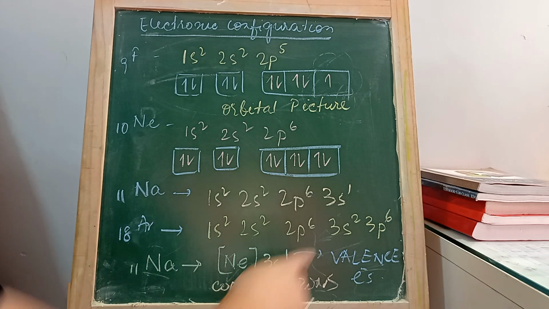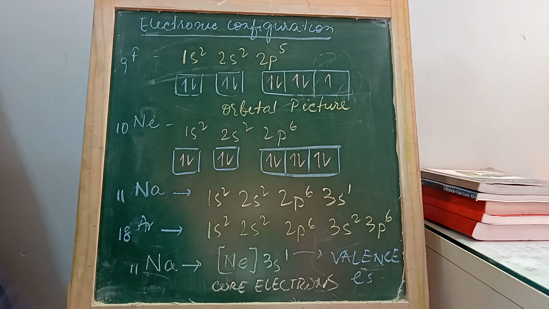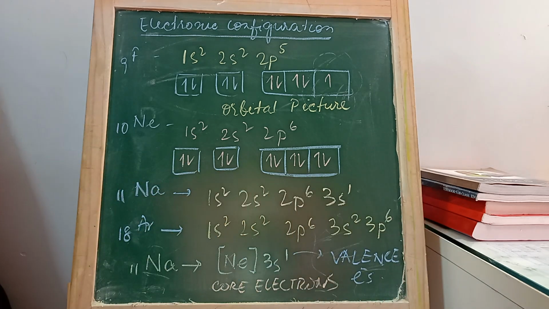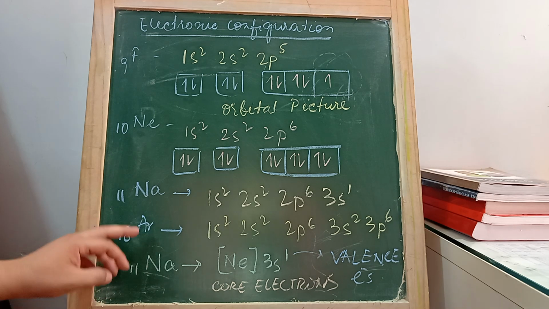What will happen next? After 3s come the 3p orbitals. The 3p subshell can accommodate 6 electrons. So in argon, all the electrons in 3p will be filled up. It's 3s2, 3p6.